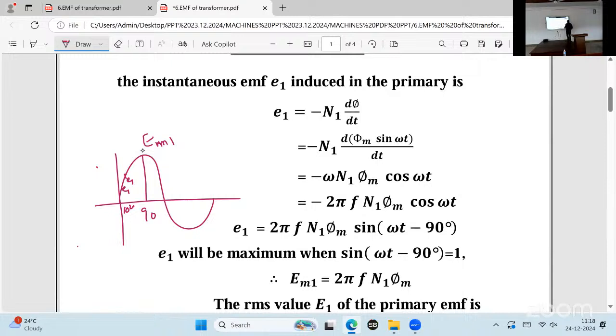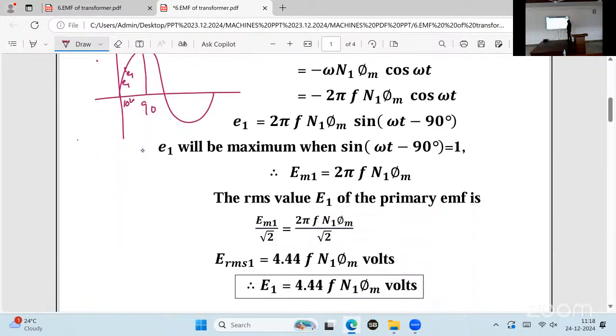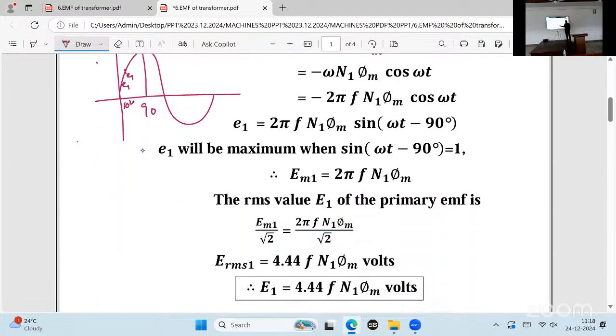Now I want to convert into RMS values, dividing throughout by root 2. Then this is called E RMS 1. What is the formula? V RMS is equal to V m by root 2, from unit 1 AC circuits. We have the formula. So this is called E RMS 1.